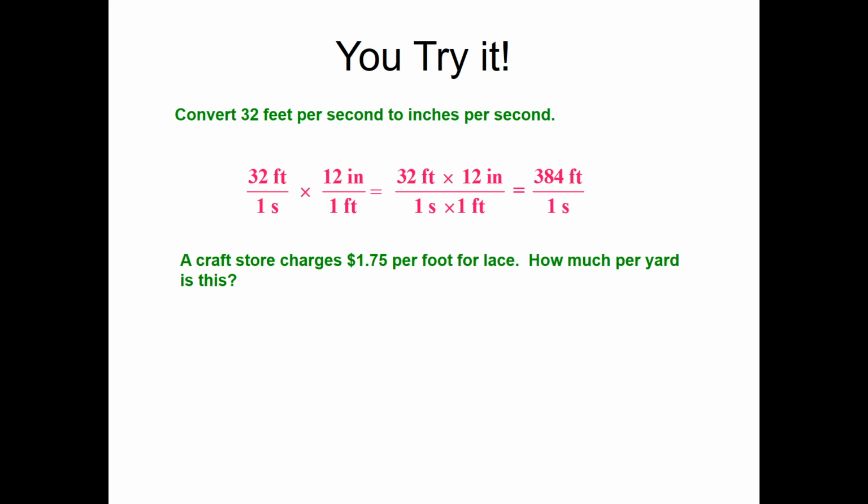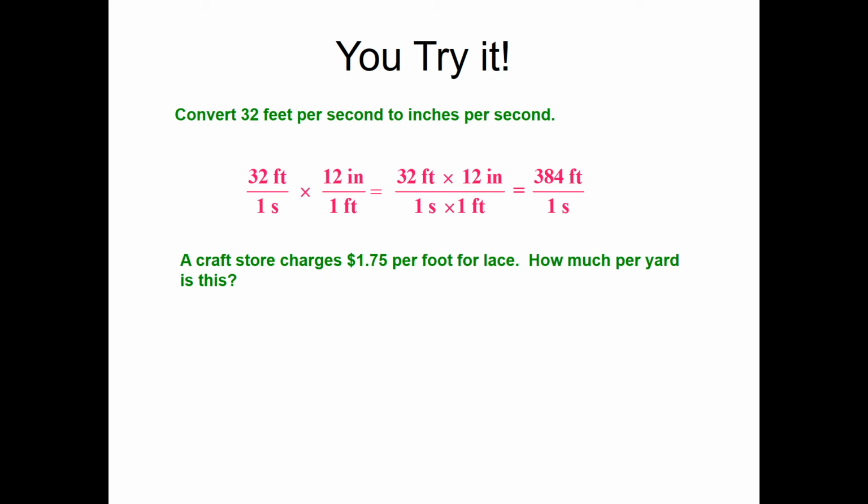So to convert 32 feet per second to inches per second, again, we'll use the conversion factor. We'll cancel out feet and give us inches. So we know that there are 12 inches in a foot, and we put foot on bottom, inches on top. The feet will cancel out, giving us 384 inches per second.